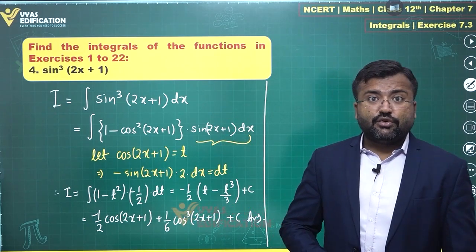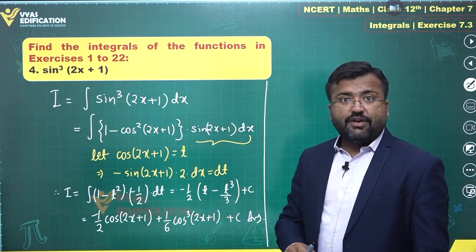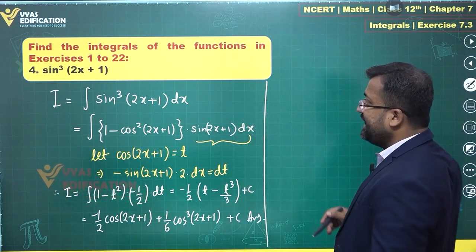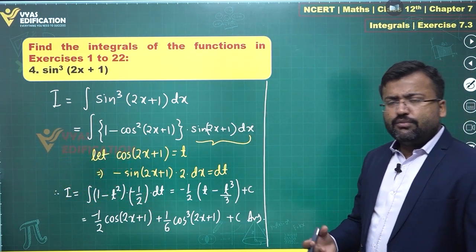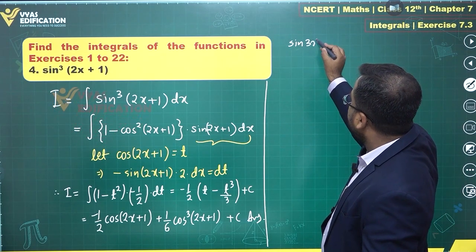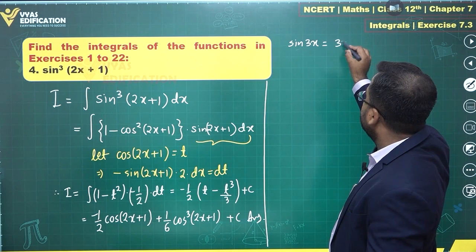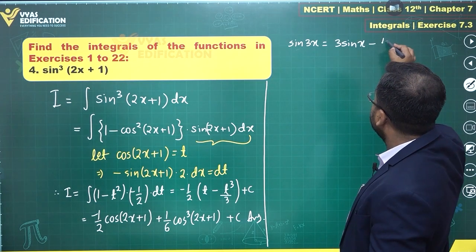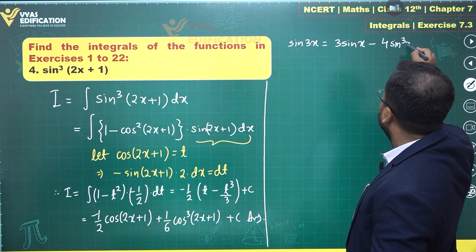We can follow another approach for integrating sine cube of something, right? Sine cube of that linear polynomial. So sine cube can be converted with the help of this particular result. Sine 3x is equal to what? This is 3 sine x minus 4 sine cube x, right?